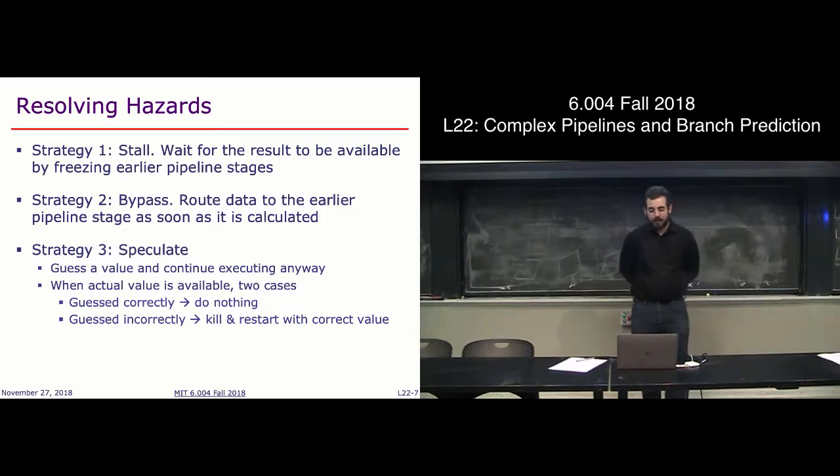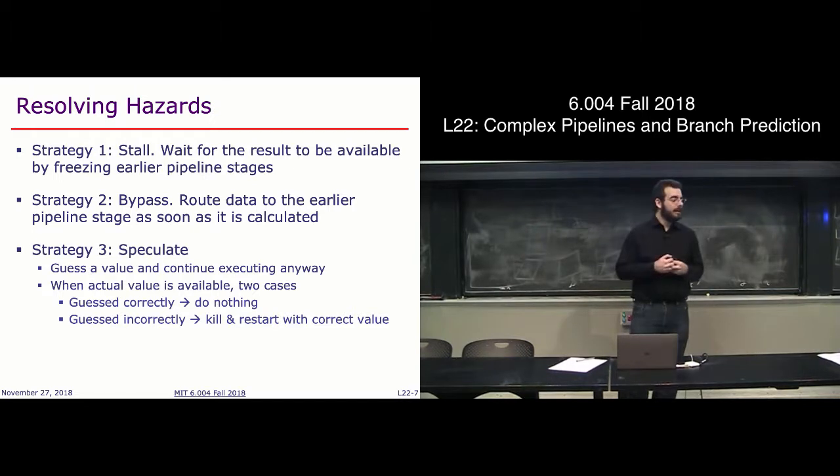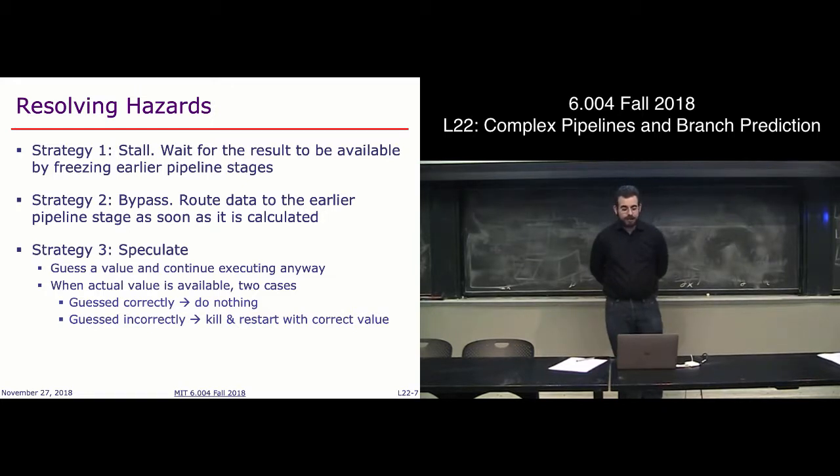And specifically, data hazards. So we have these three strategies, right? Stall, bypass, speculate. We use stalling and bypassing for data hazards. We use either stalling or speculation for control hazards. So we said control hazards allow speculation because it's easy to make good guesses, right? And we'll see that it's actually easy to make really good guesses in the last part of the lecture.